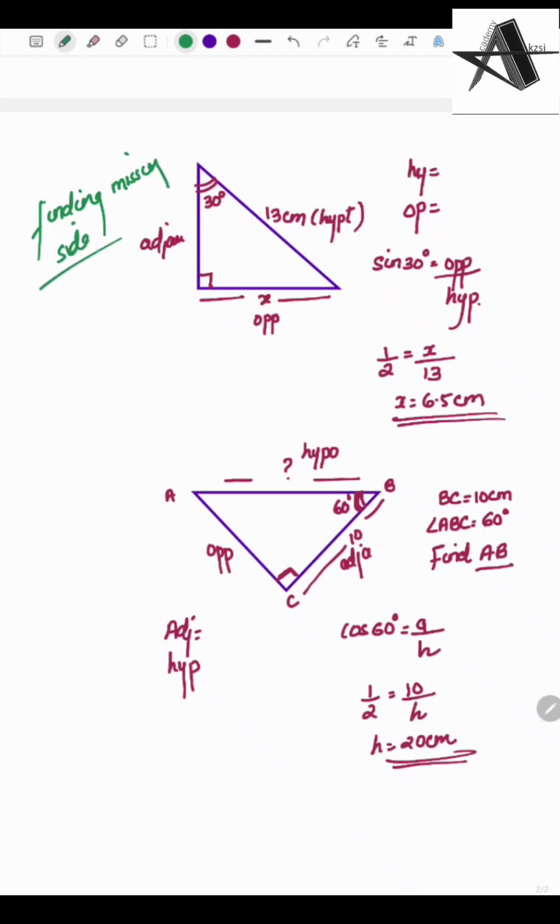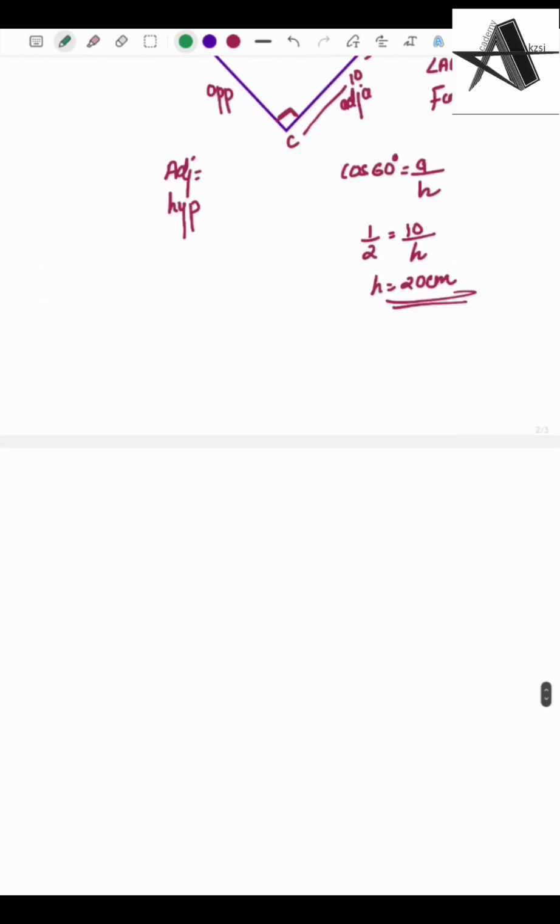Now let me see how we can find the missing angle. If it's a non-calculator paper, you should learn some values, and if it's a calculator paper, you just simply need your calculator. Like here cos 60 degrees, if it's a calculator, you just need to press cos and in brackets write 60. So you will get the value of cos 60. Let me move on to the next part, where we have to find the missing angle.